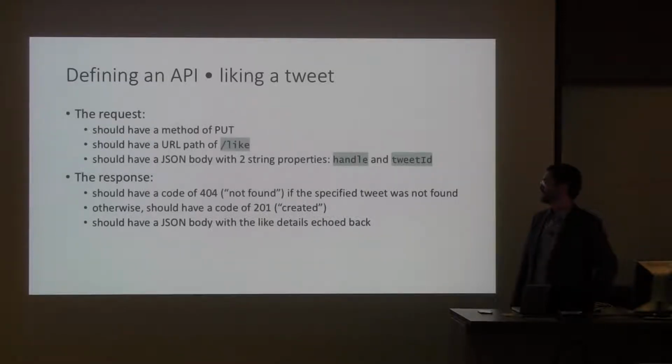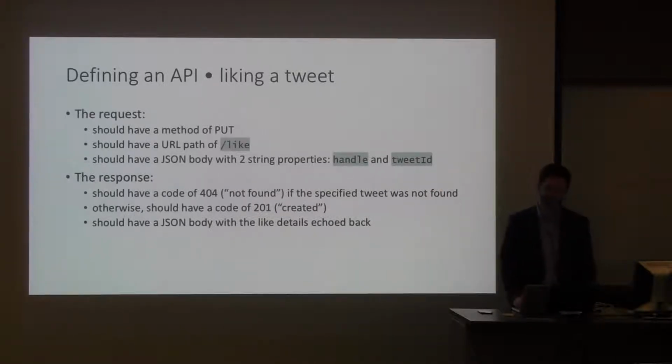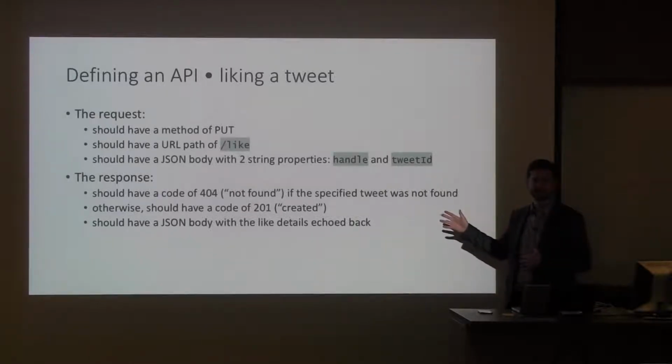Otherwise, if it is found, we should have a code of 201 which is created, and the response should have a JSON body with the like details echoed back, basically just the same things that were sent in the request. Are you starting to see how specific we need to be here with these endpoints? The more specific we can be, the better.